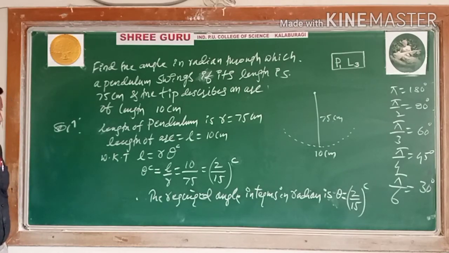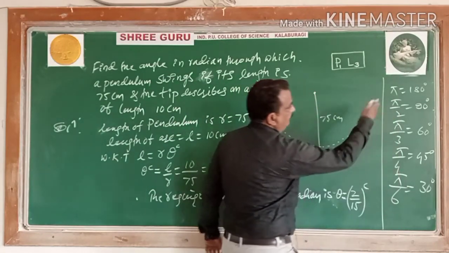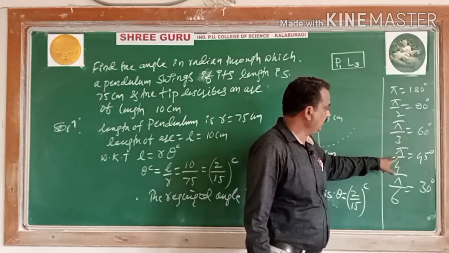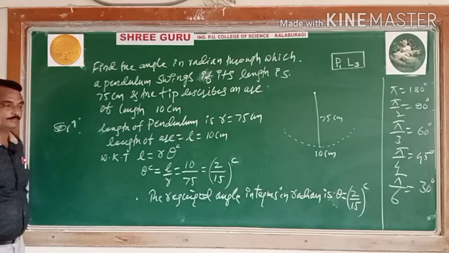So this is about the examples, some sums we have calculated here. I hope you are understanding these word problems, which use the result L is equal to R theta. L is the length of an arc, R is the radius, and theta is the angle subtended at the center. You may take directly these angles: pi as 180 degree, pi by 2 as 90 degree, pi by 3 as 60 degree, pi by 4 as 45 degree, pi by 6 as 30 degree.